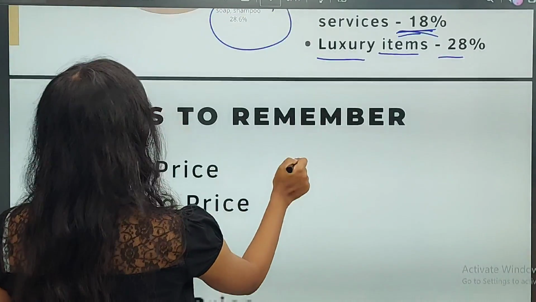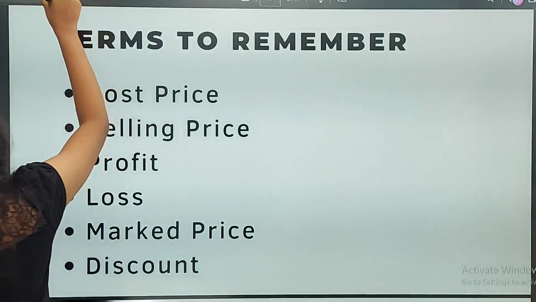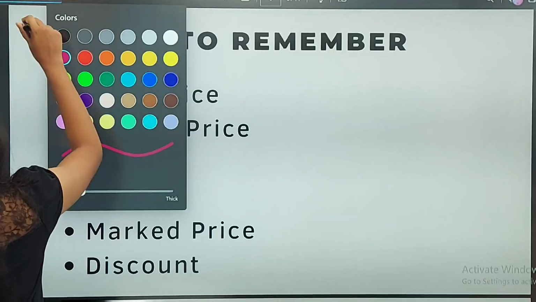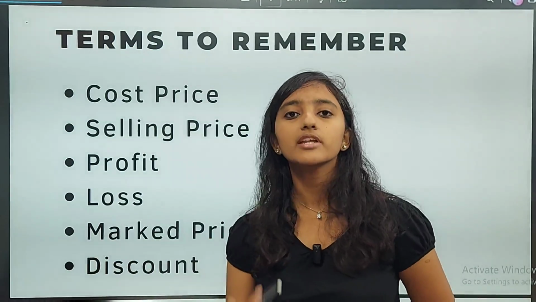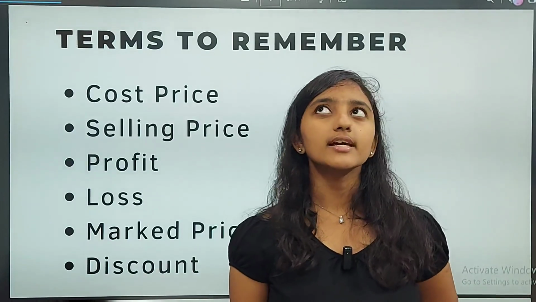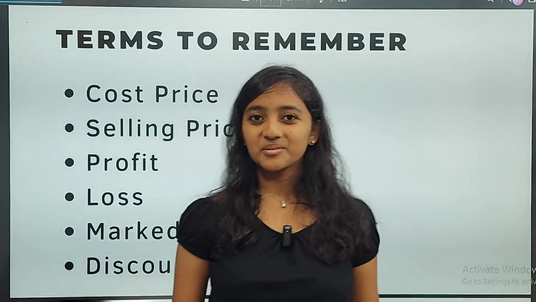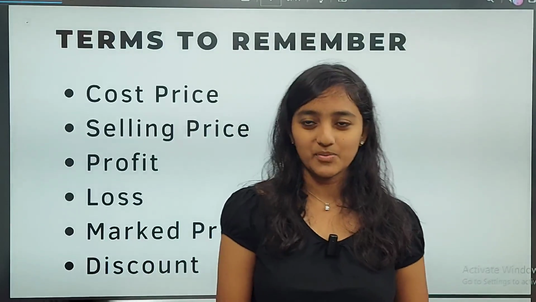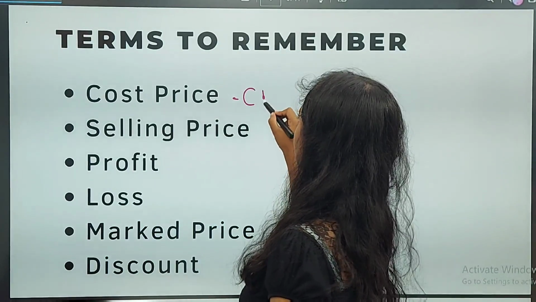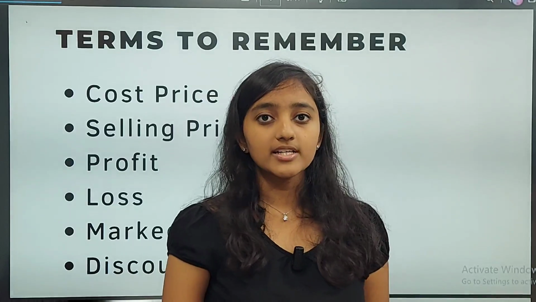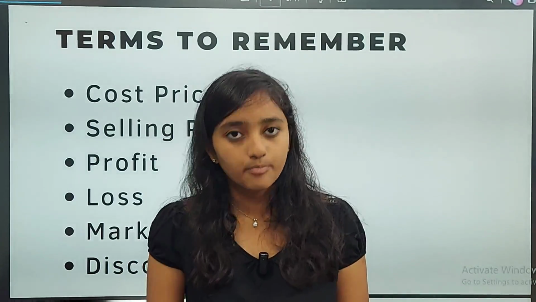Now let us go to some of the more important things to remember in this particular chapter, right? Terms to remember. These are very important terms, and I think most of you will be very familiar with them, because right from 6th, 7th class we do a chapter called profit and loss. So all these terms actually come in that chapter as well. So what is cost price? Cost price, we can say it is CP. Cost price is the price at which an article is bought, right?